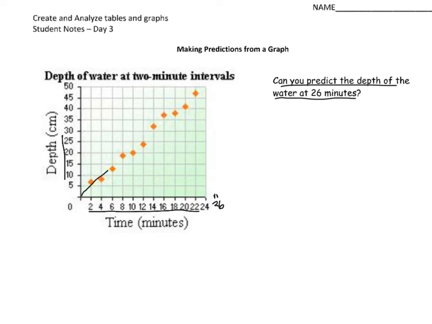So if you draw a line through the middle of these dots, that's going to kind of give you an idea of what 26 would be. So if this is going up by 5, then I would say your next step here would be 55, right? So it'd be an estimate of about 55 centimeters.